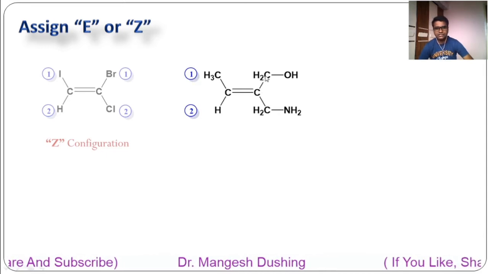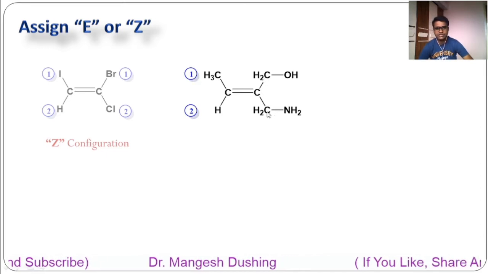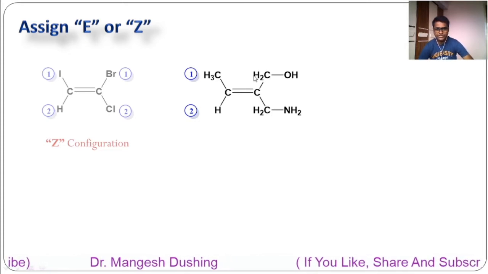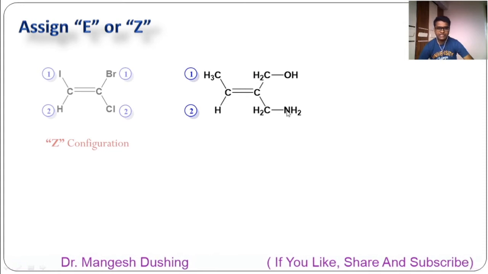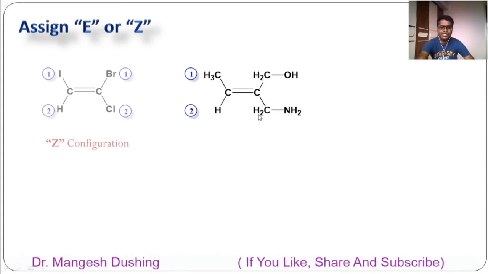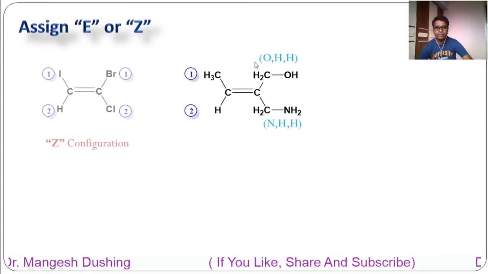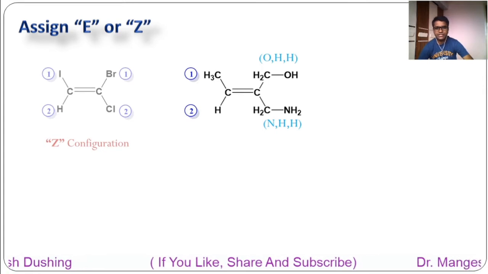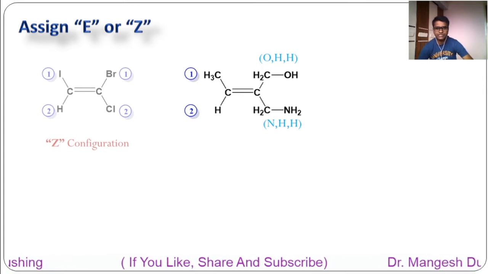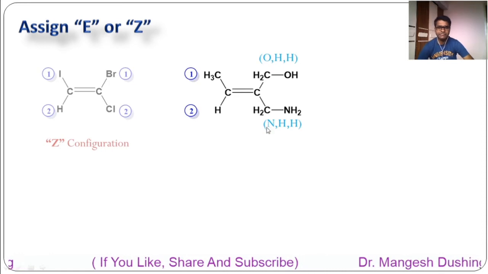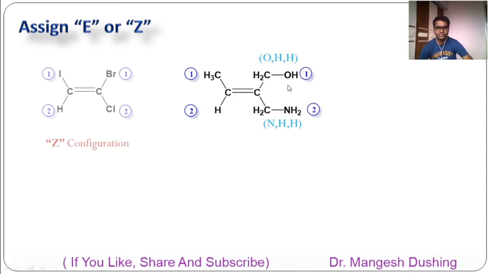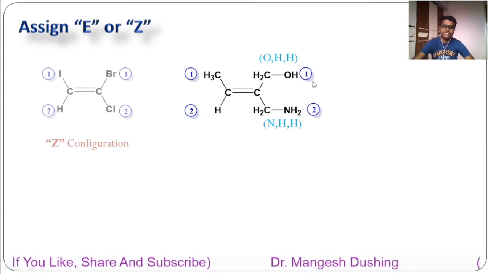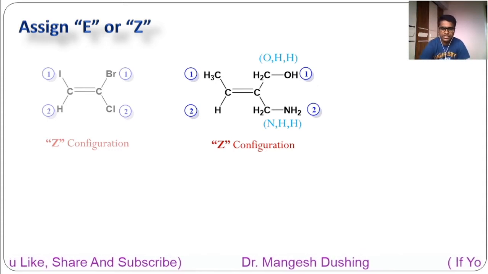In this case, first atom is carbon, first atom is carbon. Go for the next 3 atoms. The next 3 atoms are oxygen, hydrogen, hydrogen, while in this case, nitrogen, hydrogen, hydrogen. Whose atomic number is higher? Oxygen. So oxygen will get the first priority because its atomic number, 8, is higher than nitrogen, which is only 7. So first priority to this group and second priority to this group. Similar priority groups are on the same side again, so this must be the Z isomer again. Now we'll see the next isomer.